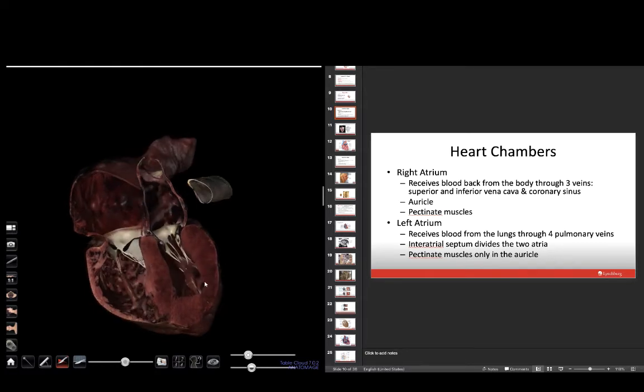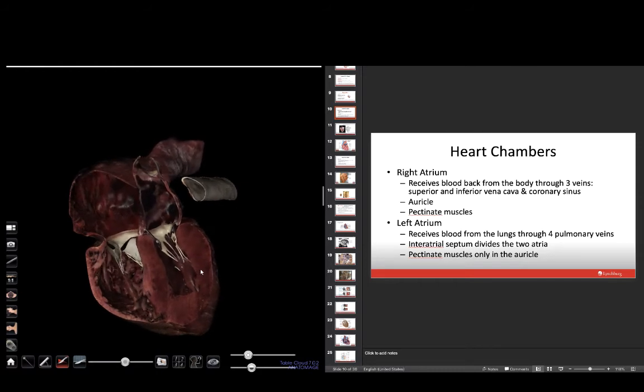Okay, some structures that we can see on the inside here. In that right atrium, you can see folds in the walls of the atrium. And these are called pectinate muscles. And so pectinate muscles are going to be found inside the right atrium. They're muscular folds that we see in the wall. We also have them in the left atrium, but they tend to be only present in the auricle on the left side. But those are pectinate muscles, and so those are going to be the muscular folds.